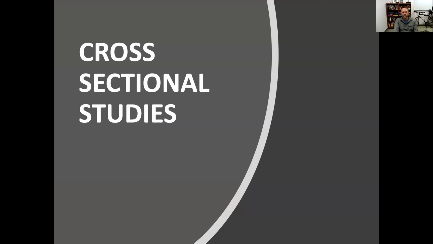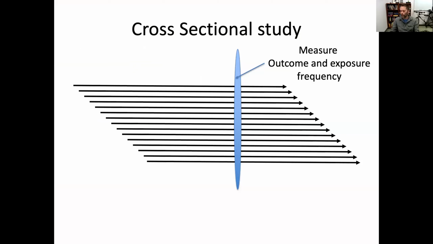All right, so let's switch to cross-sectional studies. Cross-sectional studies look at people at one slice in time. So each of these arrows here is meant to be a person that's followed forward over time. And we've got 15 or 20 people.